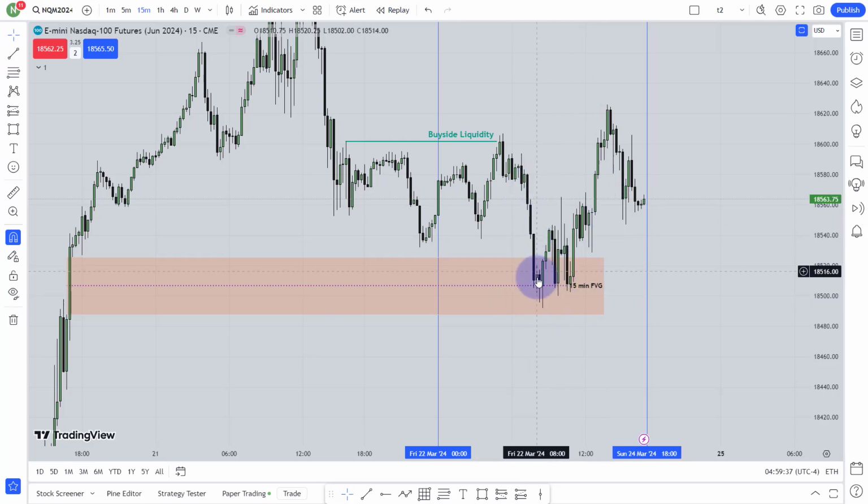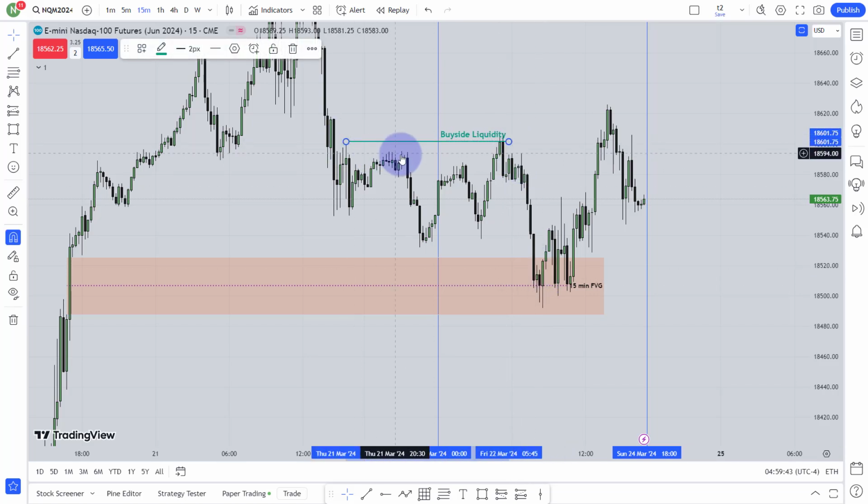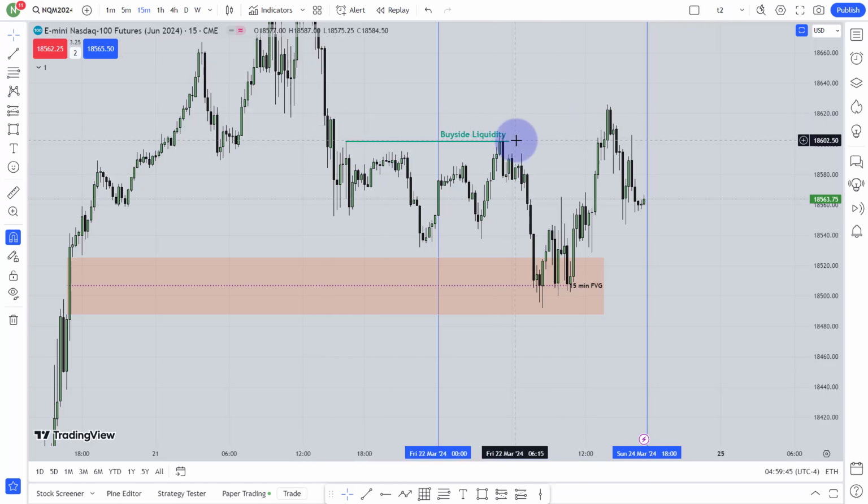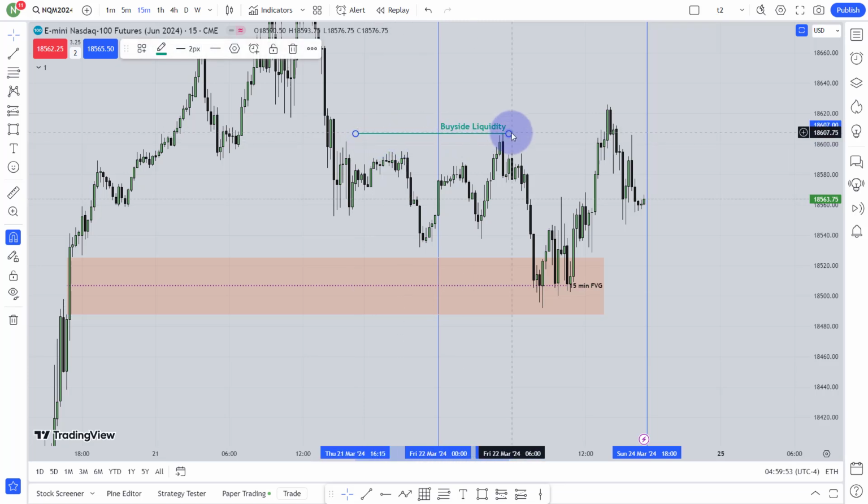Now when price came here, before coming here, it made another high. See that relatively equal highs have been taken over here. But at the same time, this is the shallow run. So I'm gonna mark that shallow run as my buy side liquidity. Okay. So this is my buy side liquidity. I'm gonna mark that here.